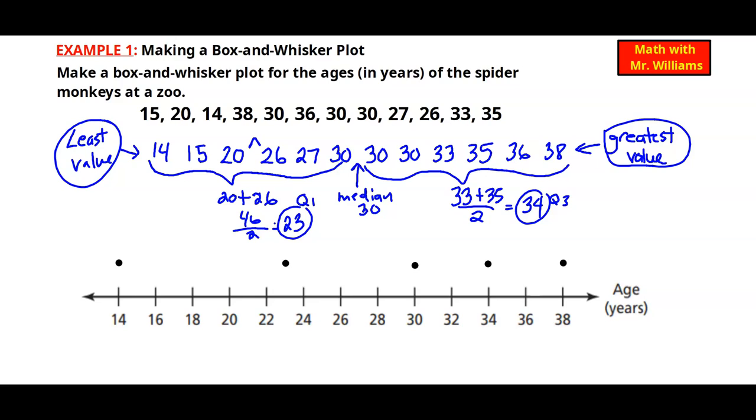After we've graphed our points above the number line that represent the 5-number summary, we're going to draw a box using those quartiles. All right, and now we're going to draw a line through our median, and we're going to draw our whiskers from the box to the least and greatest value. And lo and behold, we have our box and whisker plot.